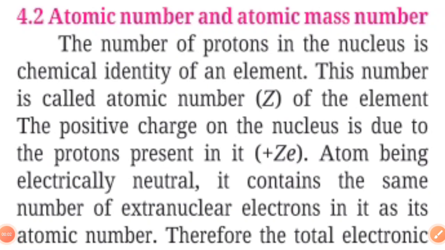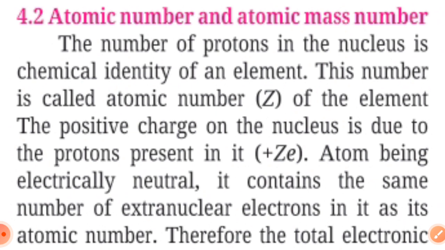Atomic numbers and atomic mass number. The number of protons in the nucleus is the chemical identity of an element. This number is called the atomic number, Z, of the element. The positive charge on the nucleus is due to the protons present in it.